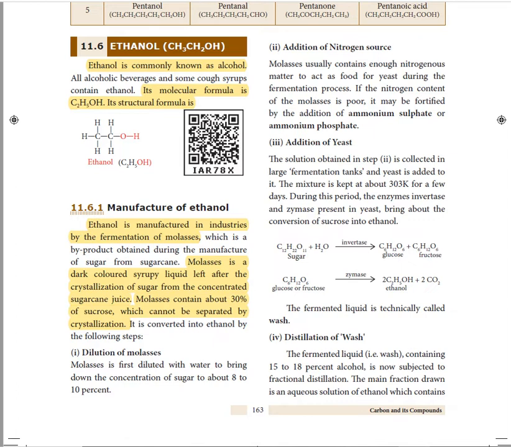Okay? So it can be converted into ethanol in 4 steps. This is a very important 5 mark question. They will ask you the manufacture of ethanol.